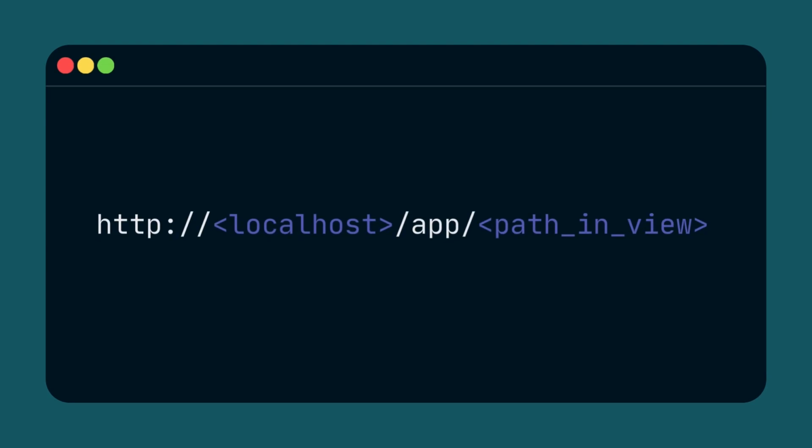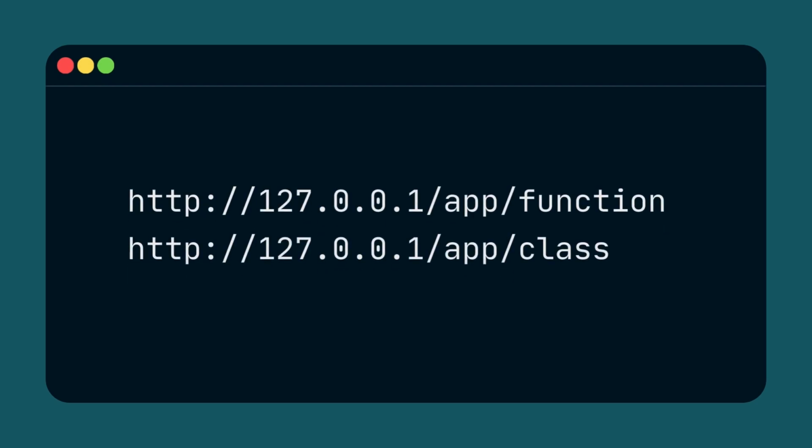So now to access our different views, we can use the following URL: http, localhost, app, and the path to our view. Localhost is going to be 127.0.0.1, and the path to our view is going to be what we defined in the urls.py file. So for the hello world view, we would go to http, localhost, app function, and for the hello Ethiopia view, we would go to http, localhost, app class.